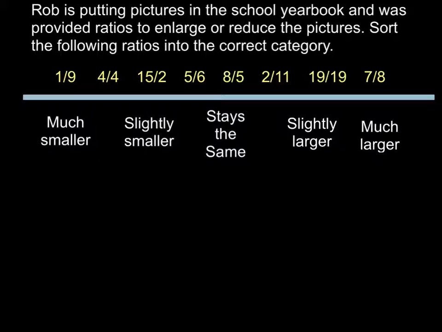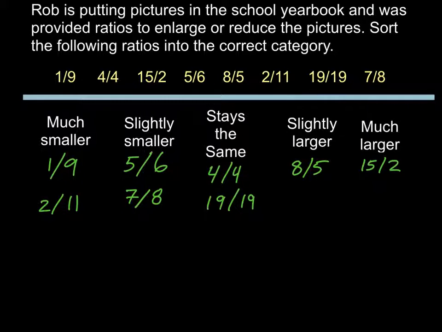Rob is putting together pictures in the school yearbook and was provided ratios to enlarge or reduce the pictures. Sort the following ratios into the correct category. And we have 5 categories. We have much smaller, slightly smaller, stays the same, slightly larger, and much larger. And you're going to take each of these ratios and then sort them into the appropriate category. Go ahead and pause the video and try it. Pay attention to the relationship between the numerator and the denominator.